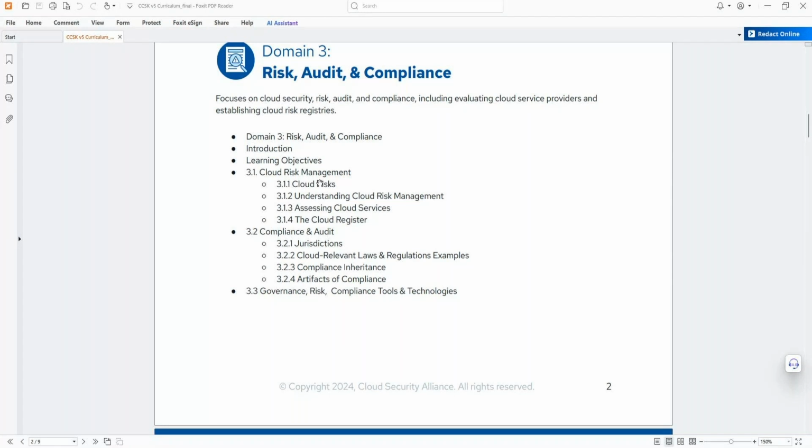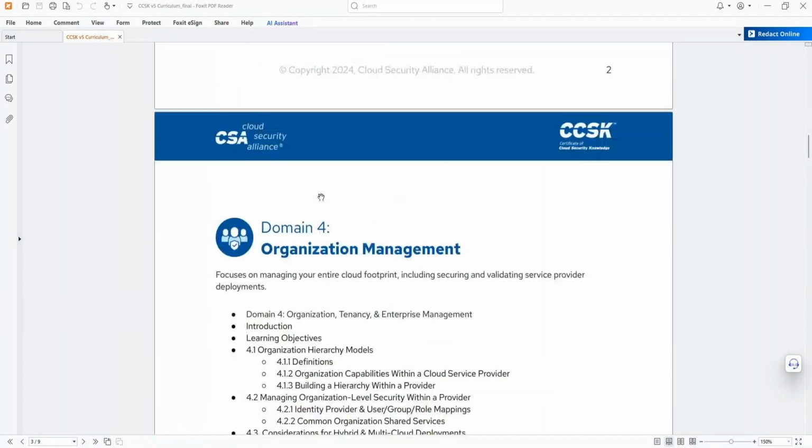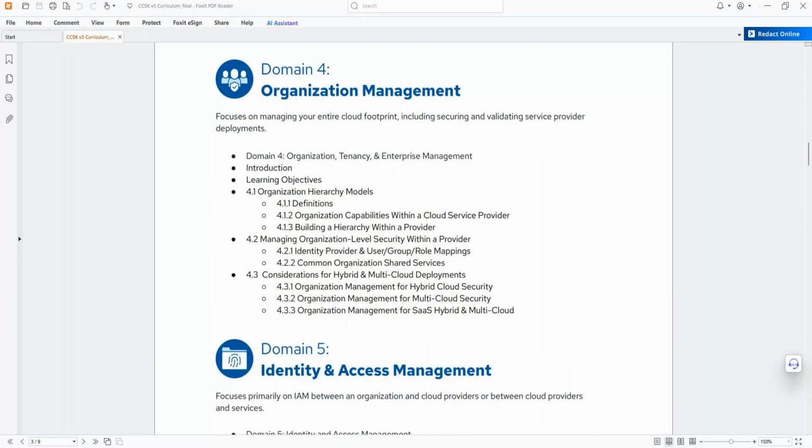That's domain 3. Domain 4, basically how do you manage your cloud? Let's say I have a large company where I have only one cloud account. What is wrong with having only one cloud account? That becomes a single point of failure, right? So how do I avoid that? I want to make sure I have a multi-account strategy, and I should be able to apply my governance across all the accounts.